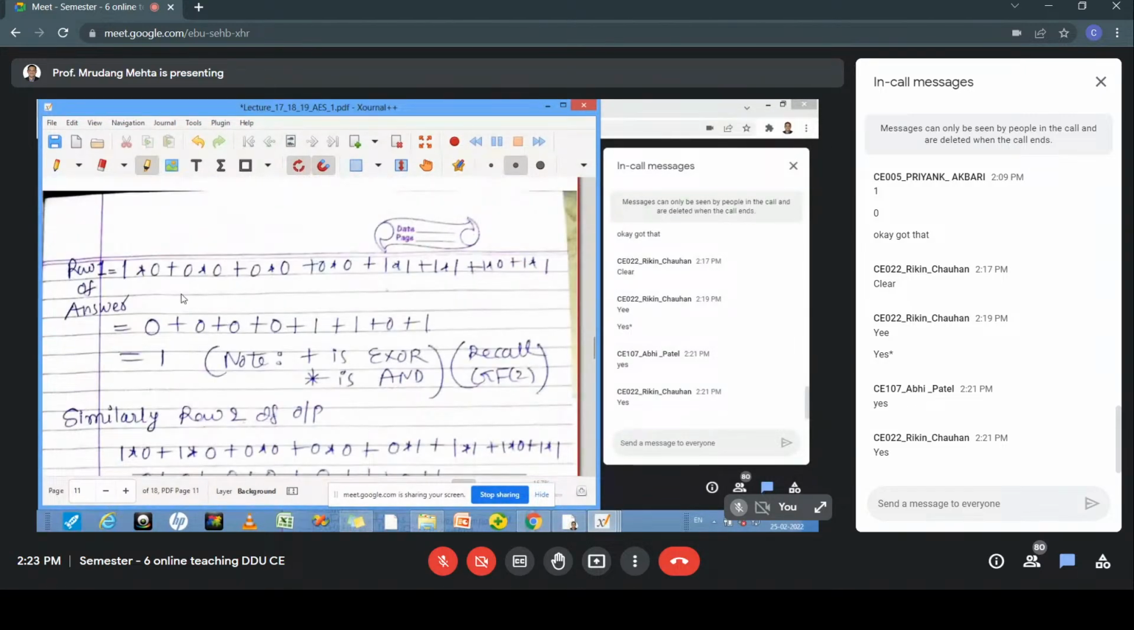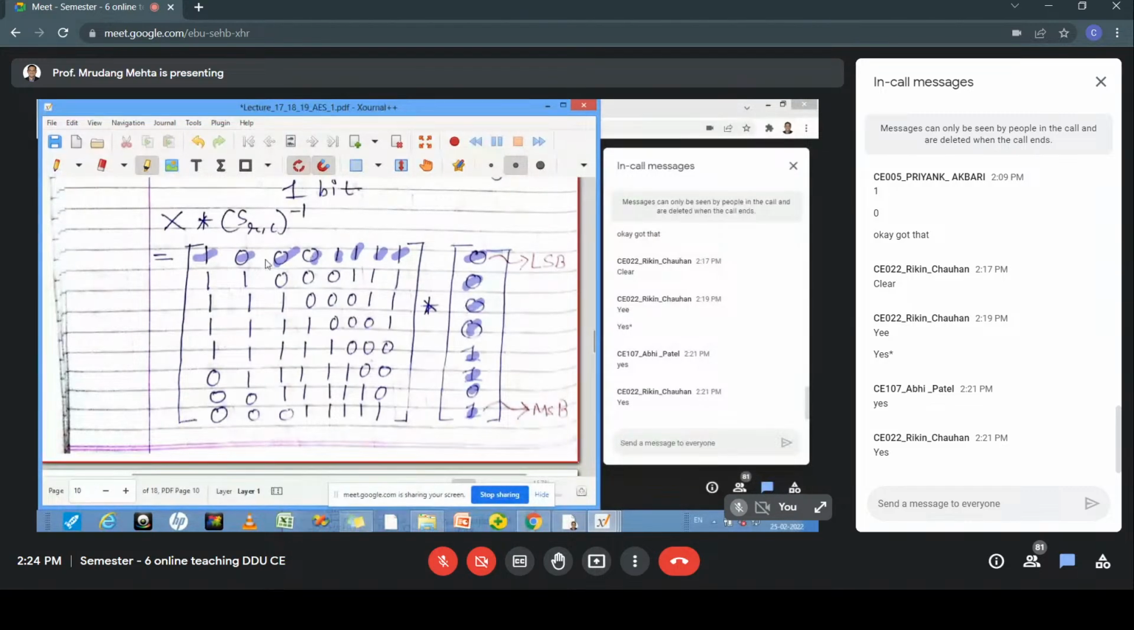And so in our first row, all those terms where you find multiplication with 0 get cancelled out. So what remains is 1 XOR 1 XOR 1. So this 1 XOR 1 gets cancelled out, and finally what remains is 1, right? So here one element of the 8 cross 1 matrix is 1.